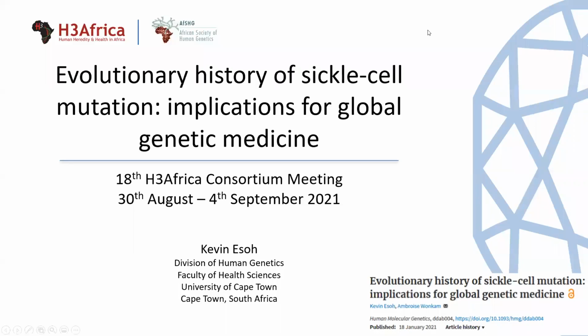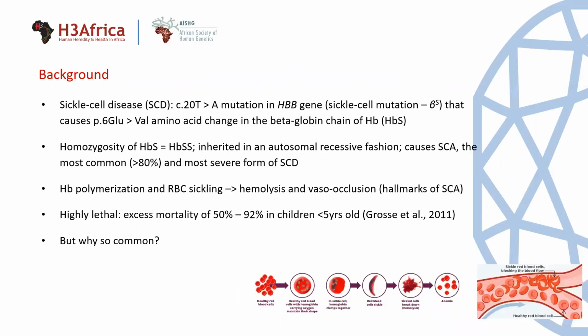Hi, I'm Kevin Esoh, and I'm pleased to share findings from our review on the evolutionary history of the sickle cell mutation. The sickle cell mutation is a single nucleotide change in the beta globin gene, which results in a hemoglobin structural change. When inherited from both parents, it causes sickle cell anemia, which, if not diagnosed early in life and treated, can claim the lives of up to 90% of all affected babies.